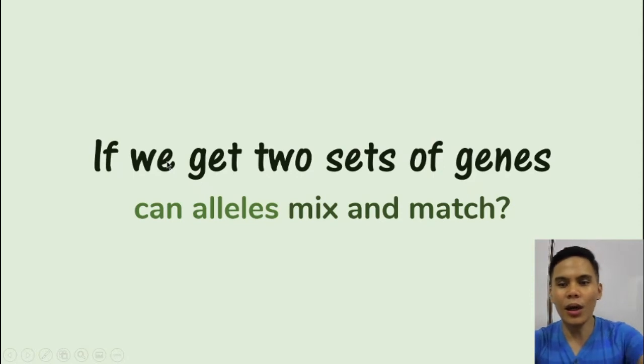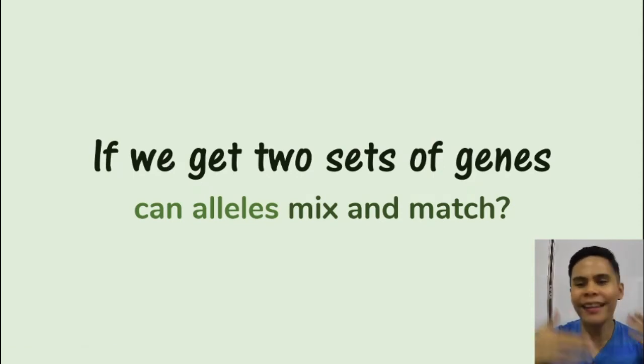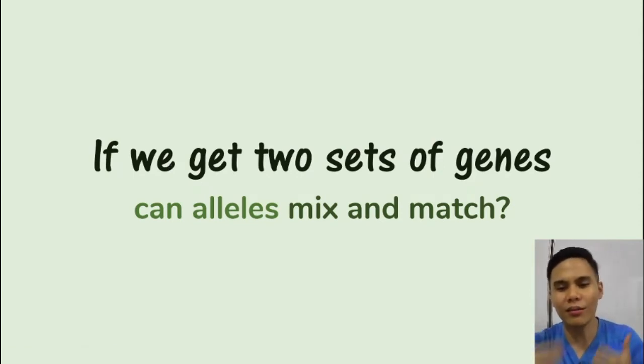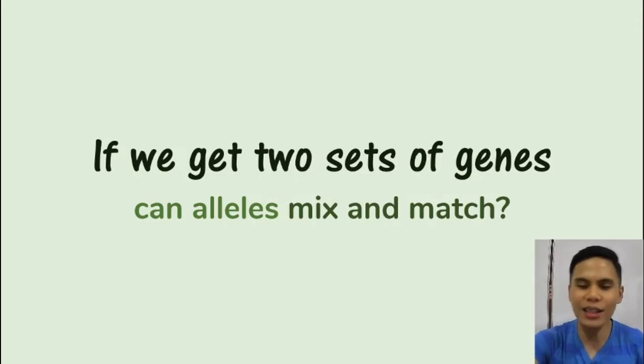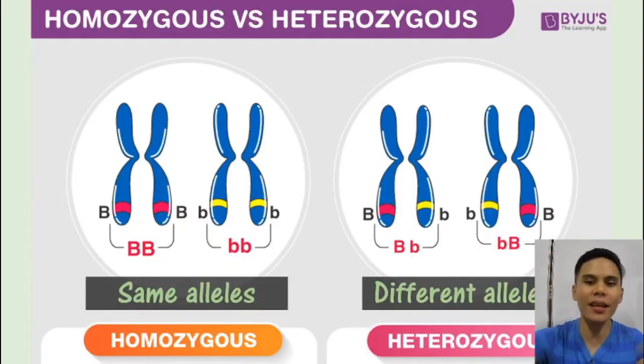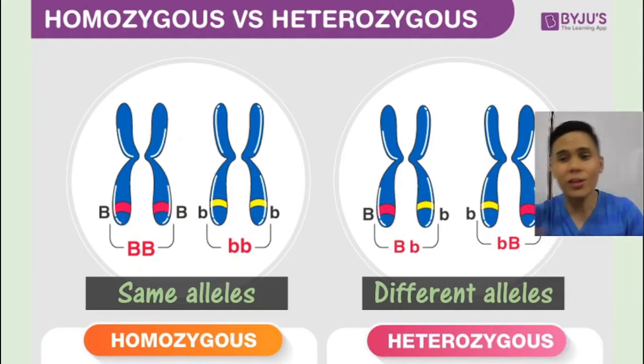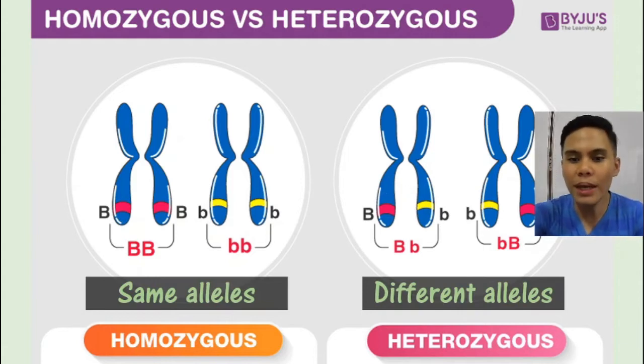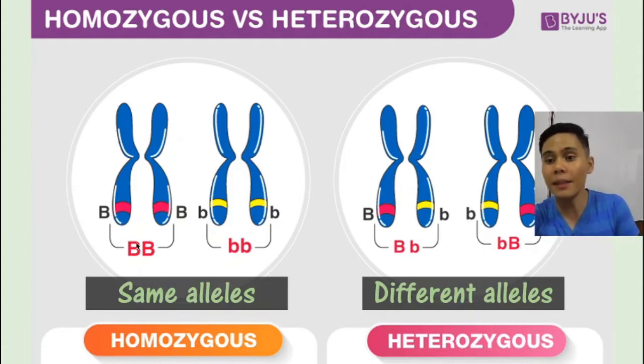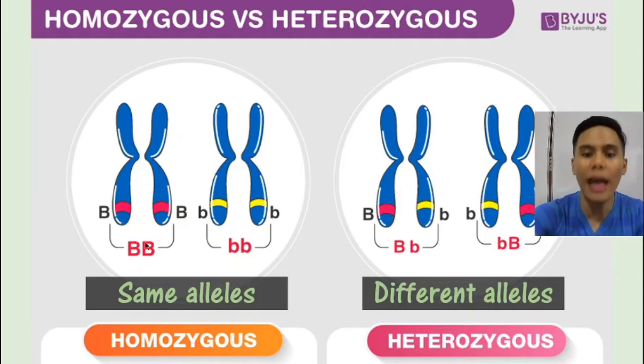Anyway, if we get two sets of genes, can the alleles from these two sets of genes mix and match? The answer is, of course, yes. They mix and match, and the way they mix and match can be defined as homozygous or heterozygous. Those are the two main categories. Homo means same, so same alleles. In this case, we have two big B's in this one, so that means it's both dominant. We say homozygous dominant.